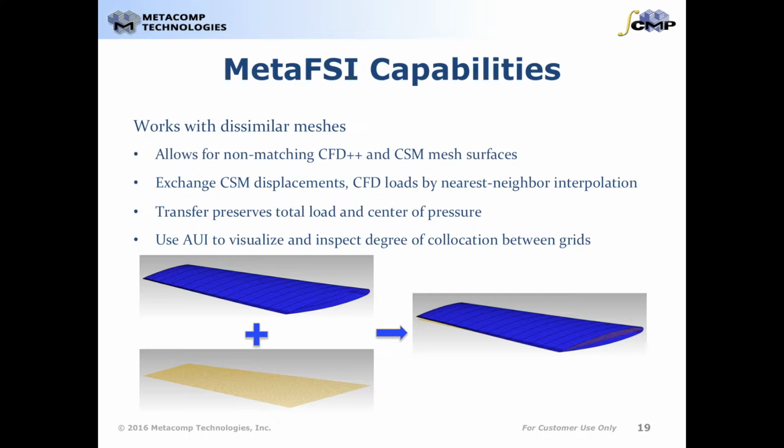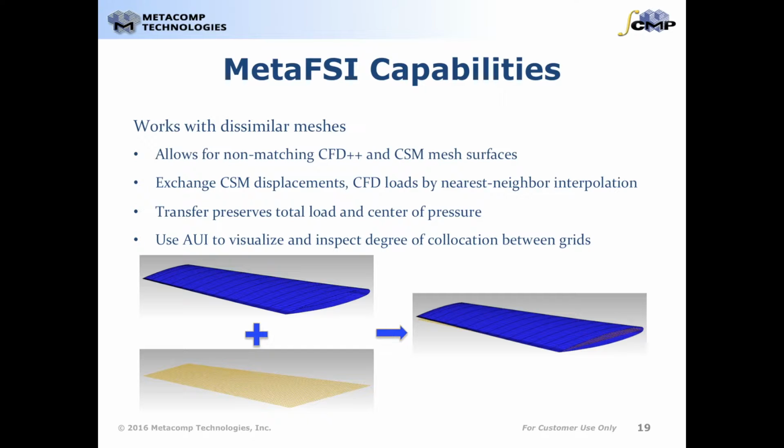Now, for most problems involving fluid structure interaction, it's common for the CFD and the CSM meshes to be dissimilar, with each mesh optimized for its respective solver. However, MetaFSI is capable of working with such dissimilar CFD++ and CSM mesh surfaces. The exchange of CSM displacements and CFD loads is done by nearest neighbor interpolation, and this transfer is made such that the total load and the center of pressure are preserved.